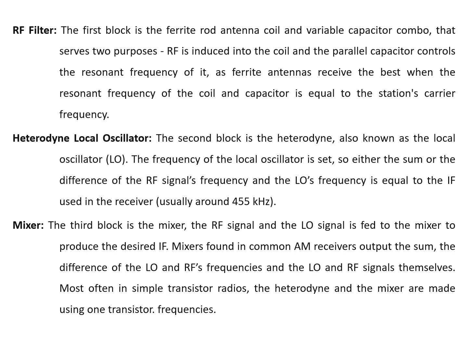Then the next one is the mixer. The third block is called a mixer, where the RF signal and the local oscillator signal are fed to the mixer to produce the desired intermediate frequency. So the mixer in a common AM receiver outputs the sum and the difference of the LO, the local oscillator, and the RF signal. Most often in simple transistor radios, the heterodyne oscillator and the mixer are made using one transistor.